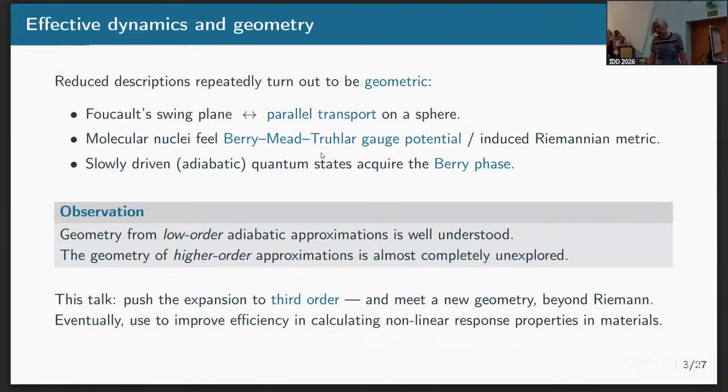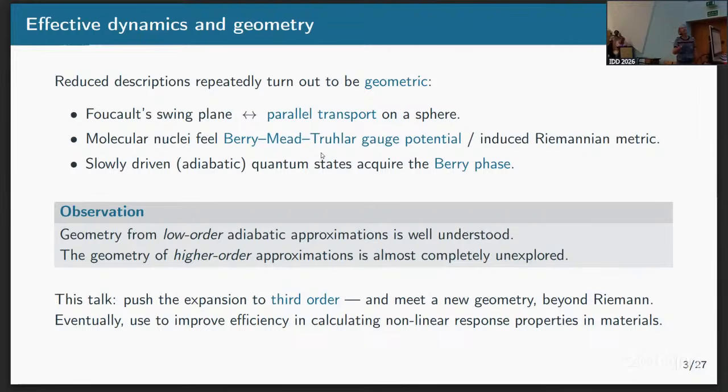Often in this kind of system, you find that this effective description has a very nice geometric interpretation. So in the Foucault pendulum, basically, what you obtain for the slow degrees of freedom is just a parallel transport on the sphere. I mean, you're just measuring the curvature. You're going around, doing parallel transport on the sphere.